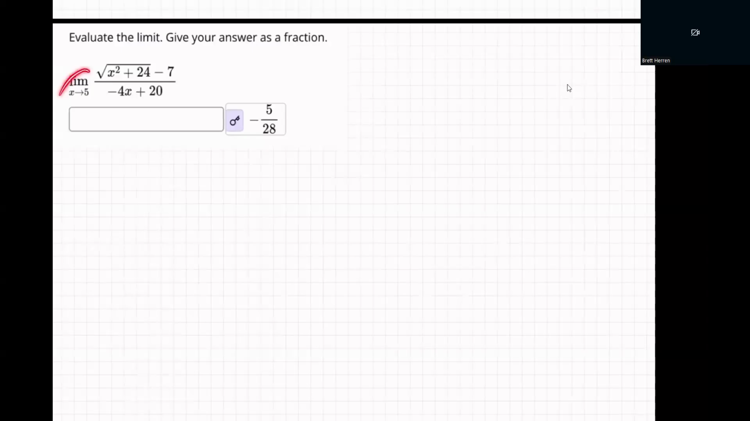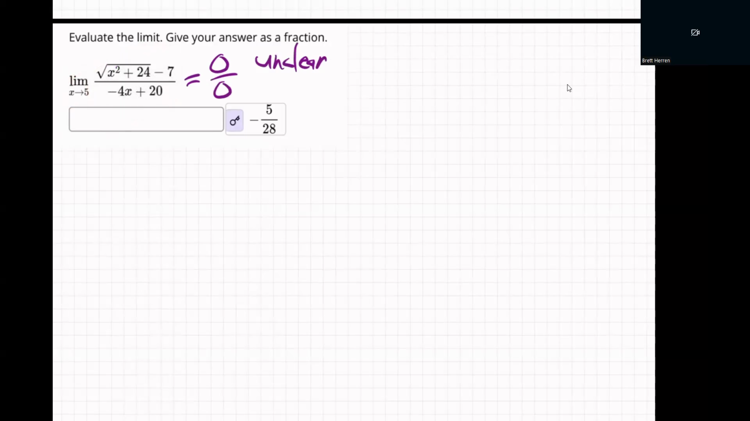Okay, so in this question, I'm taking the limit as x goes to 5 of this function. So if you plug in 5, you could just try plugging in 5. That's not going to work, but let me show you. If you plug in 5, you're going to get 0 over 0, which is unclear, which means we've got to try something else. So what should we do?